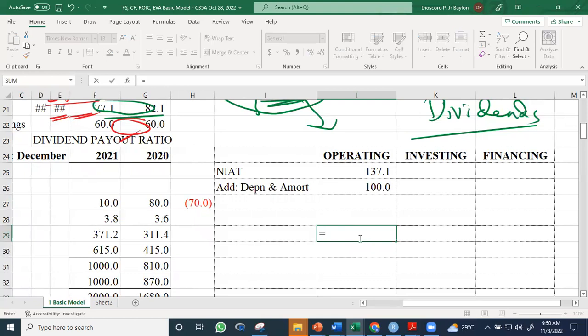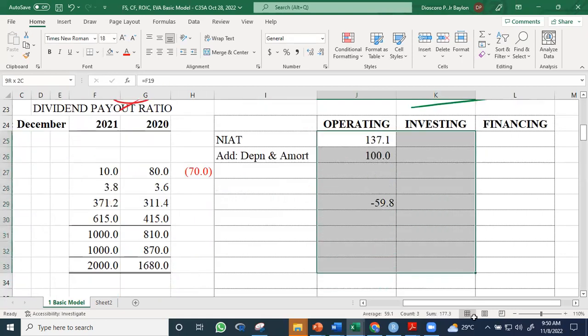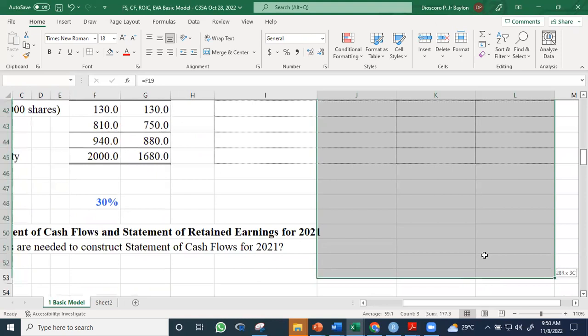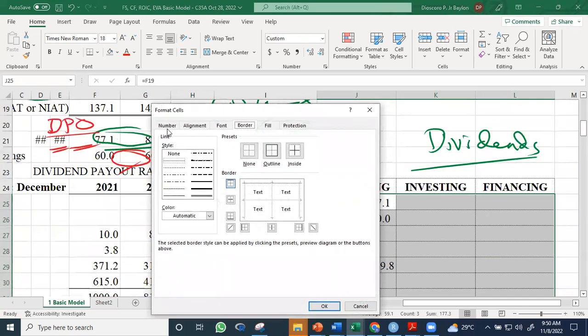So let's do this. Let me just subtract. Let me first format this, so we can see better. Control 1, number.